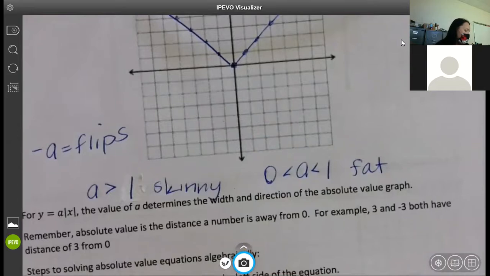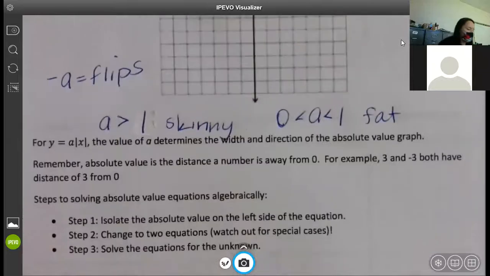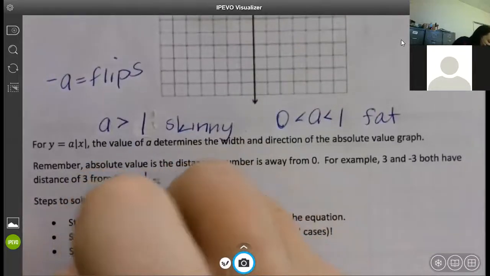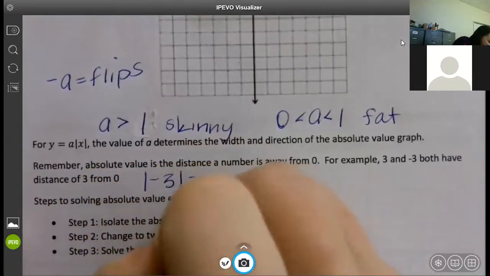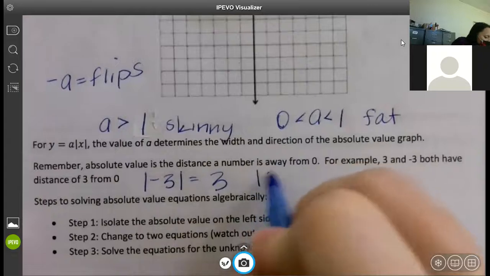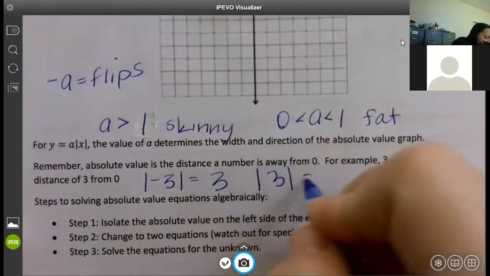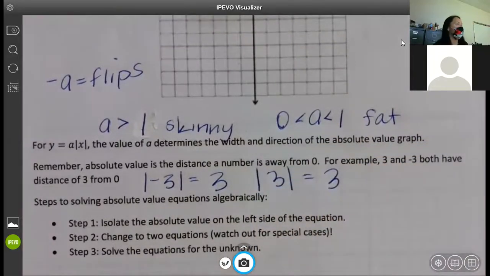All right, remember absolute value is the distance the number is away from 0. For example, 3 and -3 both have a distance of 3 from 0. So here's what it's saying. If we have the absolute value of -3, the answer is 3. If we have the absolute value of 3, the answer is also 3.